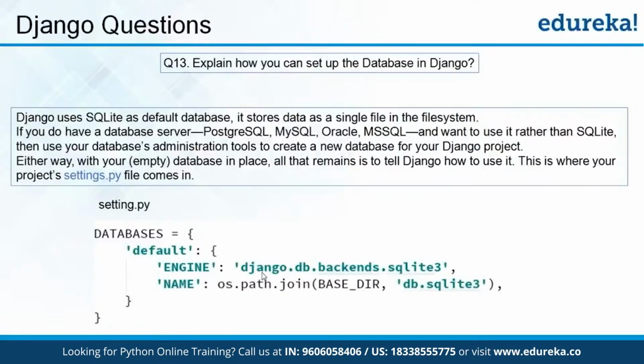So you give the name of the engine, django.db.backends.sqlite3, because SQLite3 is your particular database, and you direct it to a particular base directory name. So BASE_DIR has to be mentioned over here as well, and db.sqlite3 is your actual database. It is going to be the name of your particular database.